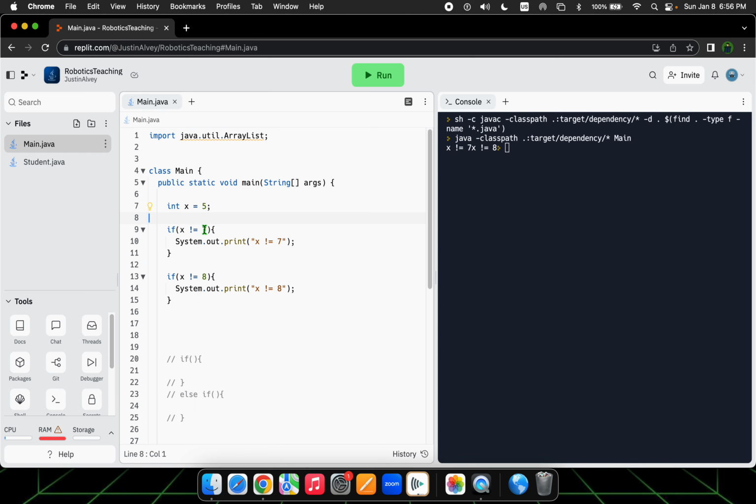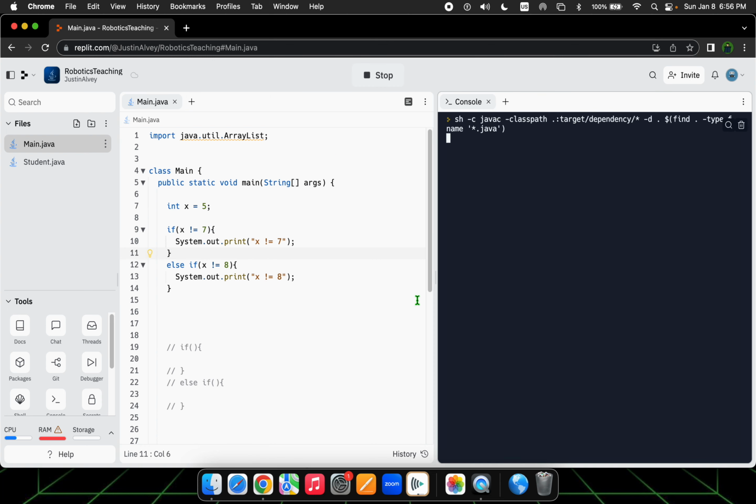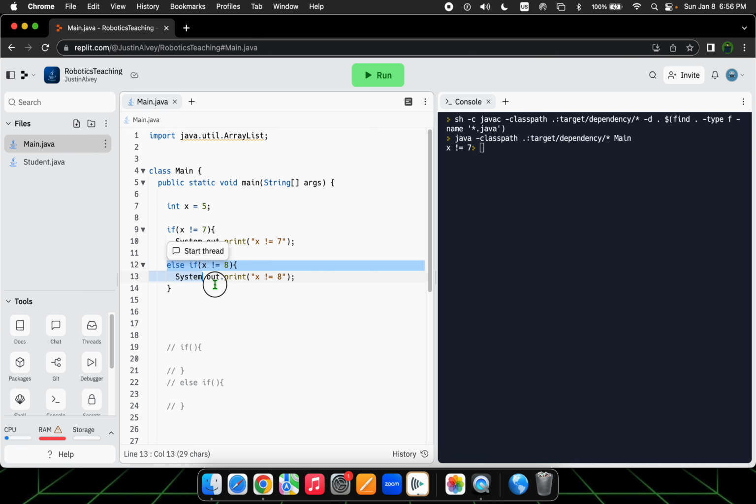So if x isn't 7, then only do x isn't 7. But if x is 7, but also isn't 8, then it would call both of them. What I'm trying to say is that if we did else if, this would only print one of them, because it already checked that x isn't 7, so that means it doesn't check anything else in the else statement, so it only prints that.